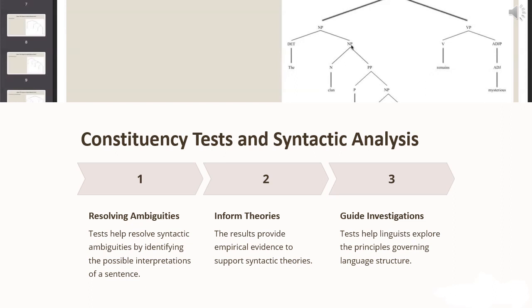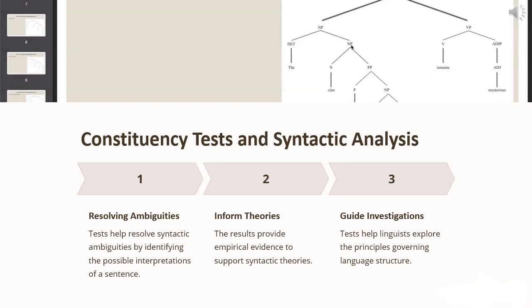Constituency tests allow linguists to test alternative structural interpretations of ambiguous sentences. By applying different tests such as substitution, coordination, or clifting, linguists can explore how the sentence behaves under different syntactic analyses. This systematic testing helps reveal the range of possible structural interpretations and sheds light on the underlying syntactic principles at play. The second thing constituency tests do to help syntactic analysis is informing theories.